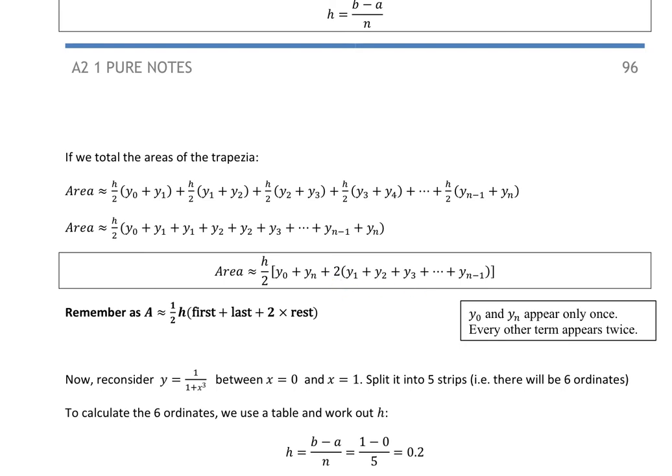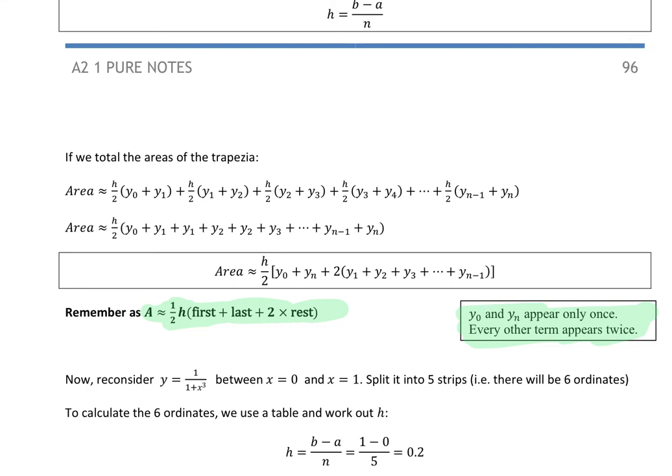So how you want to remember this, and you will not remember this formula very well, but if you remember it in words, it will help you an awful lot. So remember it as area is equal to a half times h times the first plus the last, and then plus 2 times the rest. And that is because y0 and yn appear only once, where every other term appears twice.